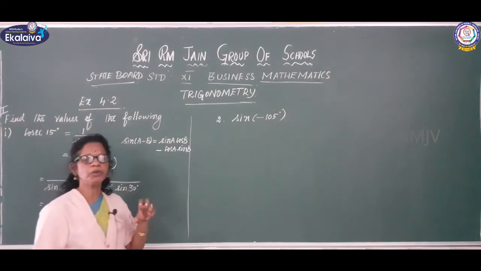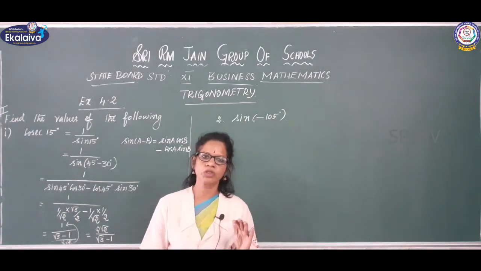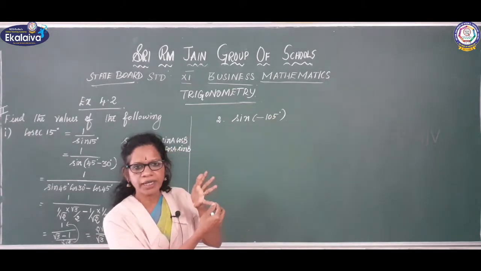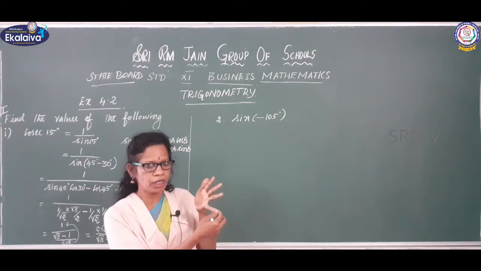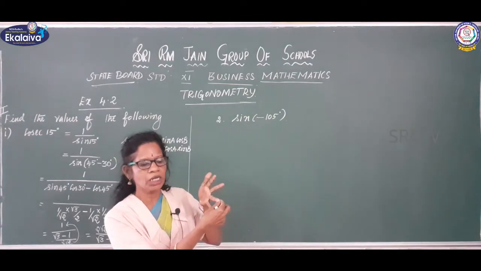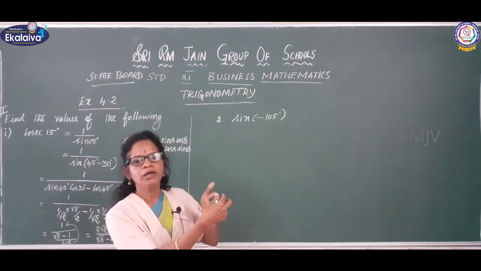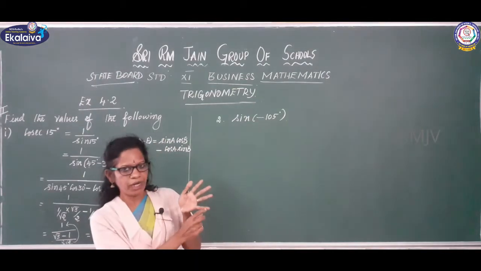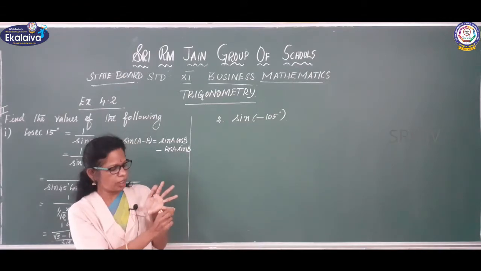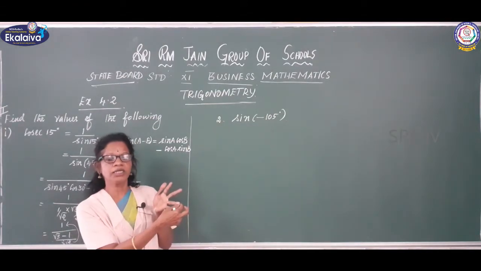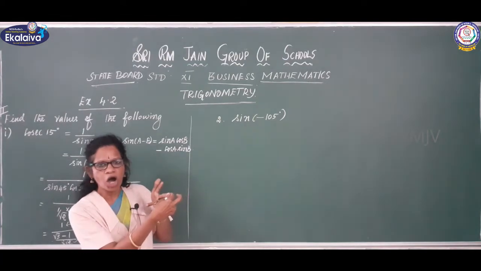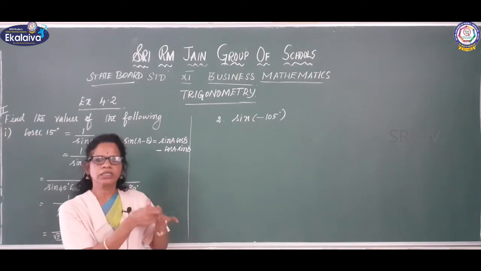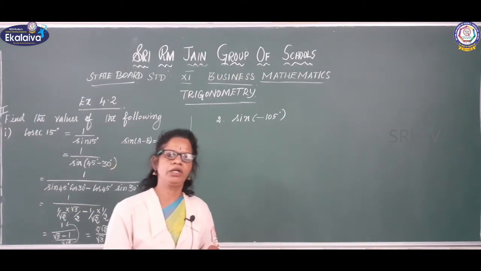I will teach you the simplest method to remember the values, right? Take your left hand or right hand. The pinky finger is 0 degree, the ring finger is 30 degree, the long finger is 45 degree, the index finger is 60 degree, and the thumb is 90 degree.